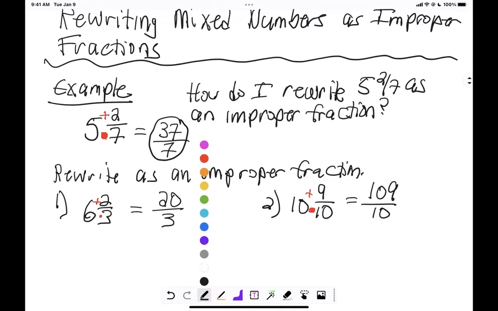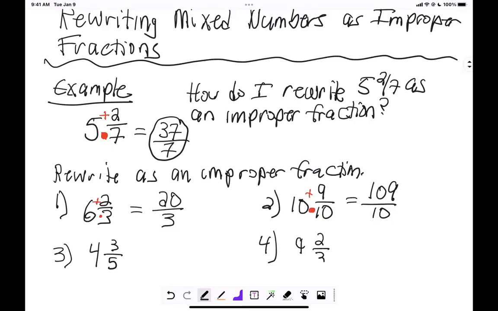Okay, I've got 2 for you to try, 3 and 4. Okay, 3: 4 3/5, and 4: 9 2/3. Let me fix my 9. Okay, take a minute and give them a try and put them into improper fractions for me.